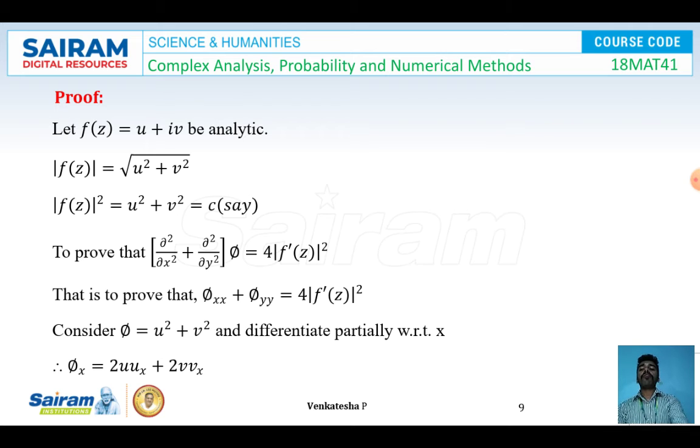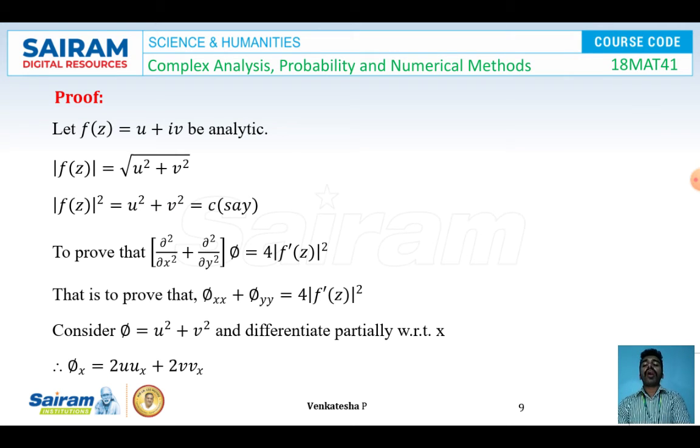If I apply mod to this equation, I'll have mod f(z) equal to mod of u + iv. The mod of u + iv can be expanded as the square root of u² + v². So I got mod f(z) is equal to the square root of u² + v². I can do squaring on both sides. I got mod f(z) whole squared is equal to u² + v². I'm going to treat this as some constant c.